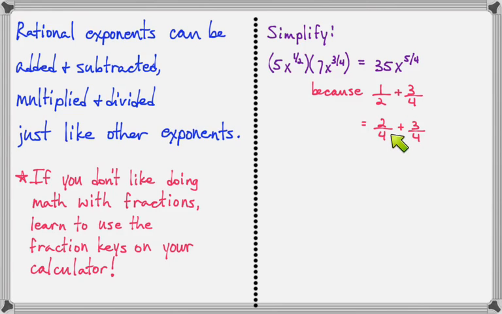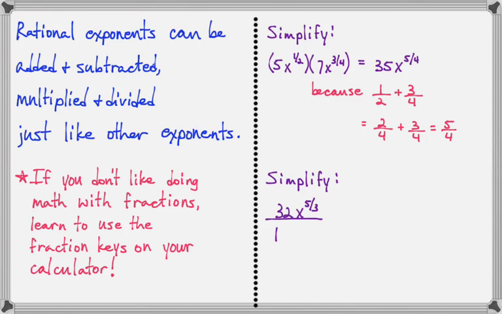To do it by hand, I'd get common denominators. 2/4 plus 3/4 is 5/4. So when we multiply, 5 times 7 is 35. x to the 1/2 times x to the 3/4 is x to the 5/4, because when I add those exponents, that's what we get.